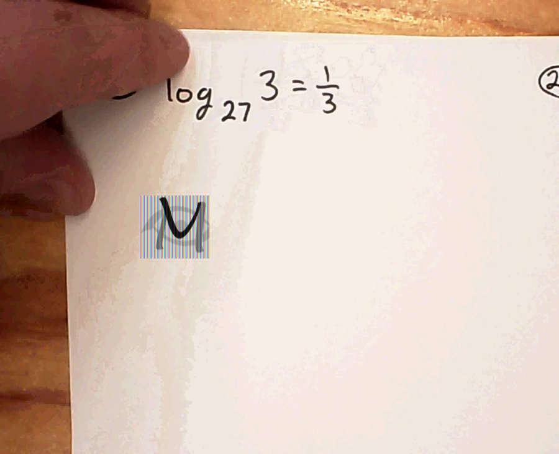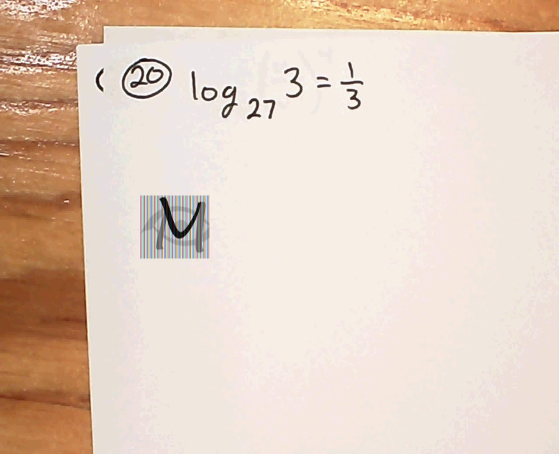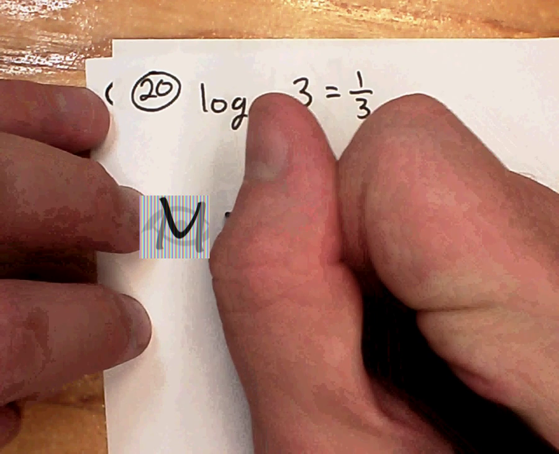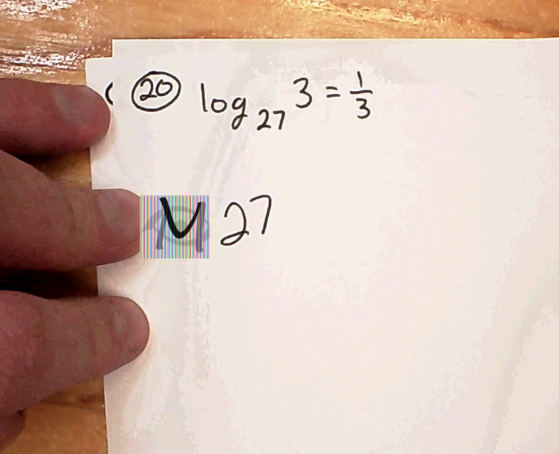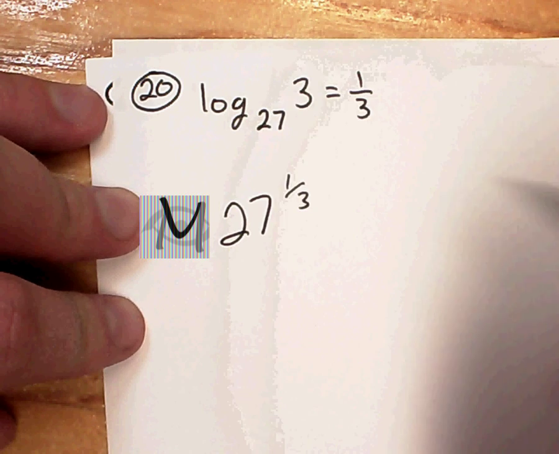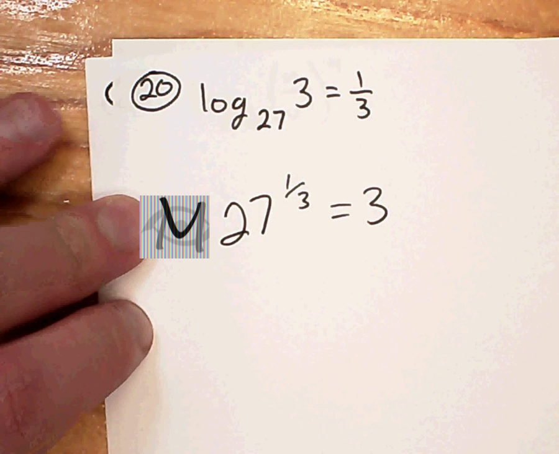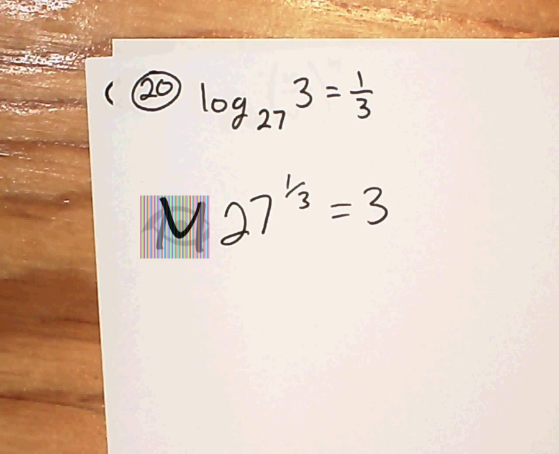All right, let's continue. Let's look at number 20. The directions will tell you to rewrite this in exponential form. Well, in exponential form, the base is 27, the exponent is 1/3, and the result is 3. That is all you need to do for this question.